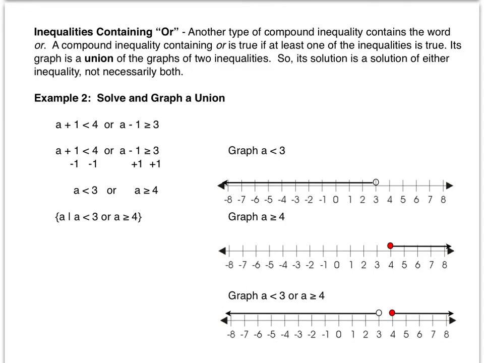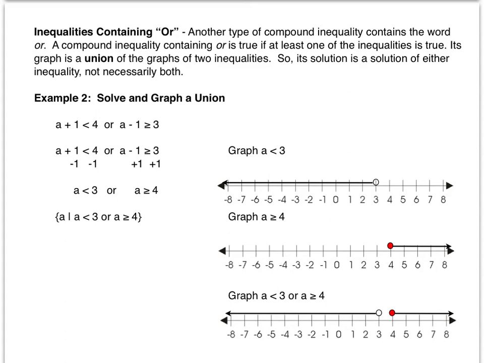The second type of compound inequality is an inequality containing OR. A compound inequality containing OR is true if at least one of the inequalities is true. Its graph is a union of the graphs of two inequalities, so its solution is a solution of either inequality, but not necessarily both inequalities. In example 2, we'll solve and graph a union.